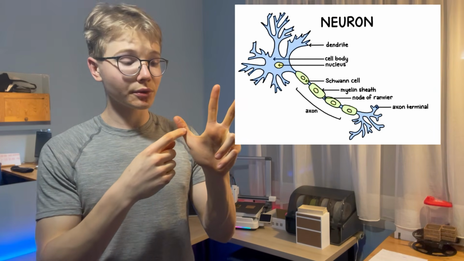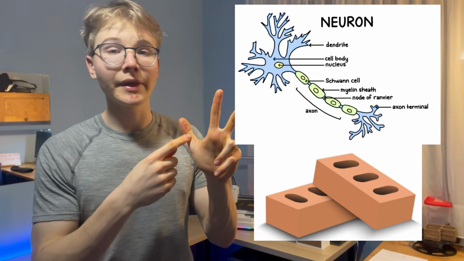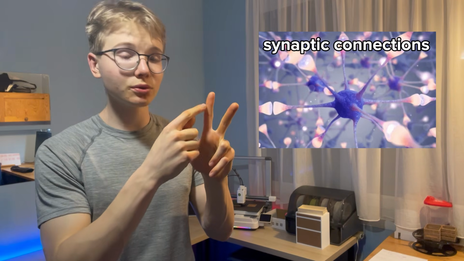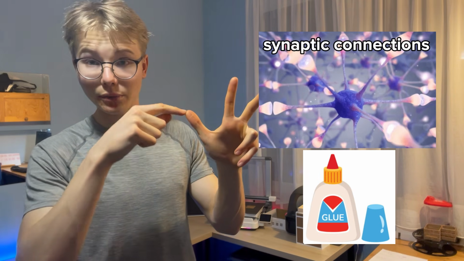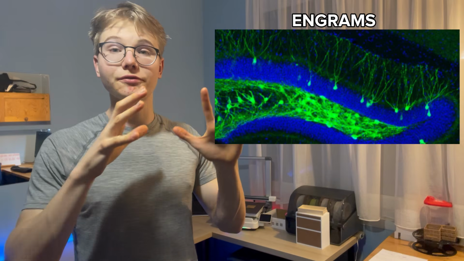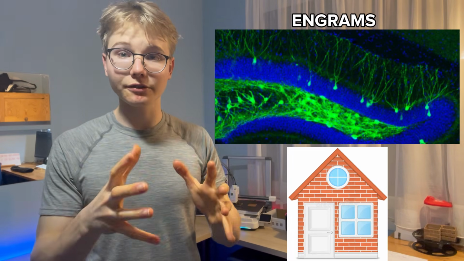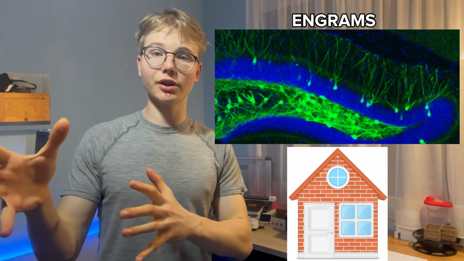So I looked up something about it and I'm going to try to explain it to you in a simple and very easy to understand way. The only three things you need to know: neurons. Neurons are like the building bricks of a memory. Synaptic connections are the glue to connect the bricks, the neurons. And engrams are the full memory itself, built from the synaptic connections and neurons.